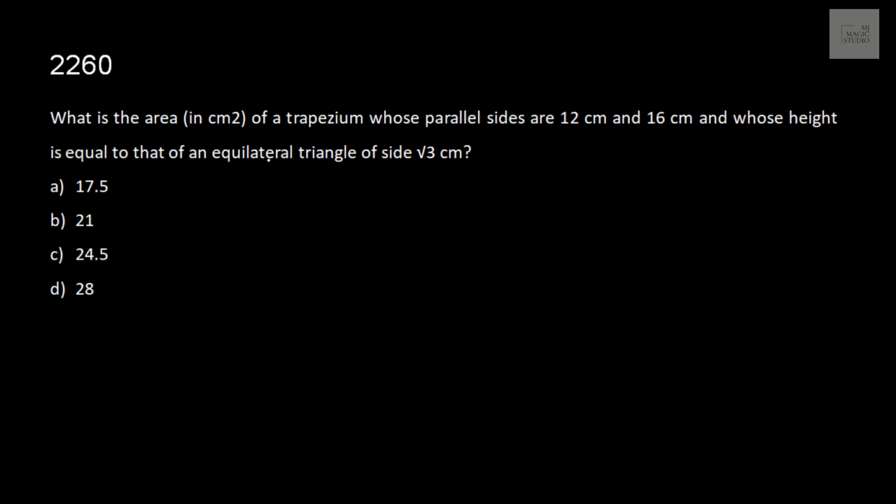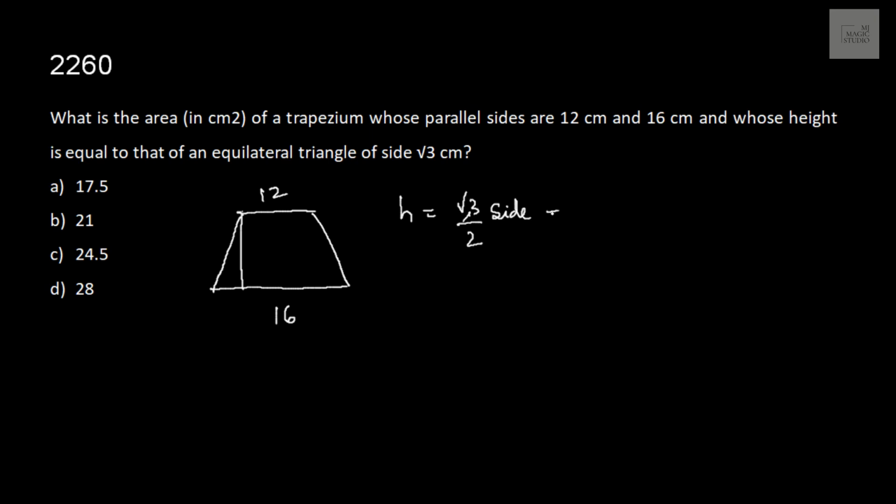What is the area of a trapezium whose parallel sides are 12 and 16? This is 12 and this is 16, and this is a trapezium. And whose height h is equal to that of an equilateral triangle of side √3 centimeter. That means height is nothing but height of an equilateral triangle. Height of an equilateral triangle is given by √3 by 2 into side of an equilateral triangle. That is √3 by 2 into √3, that is 3 by 2.